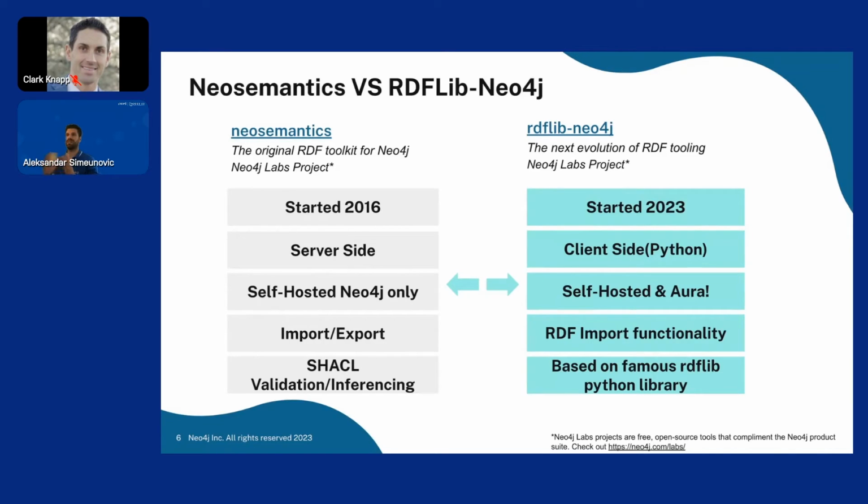So there are a few differences between the two libraries and tools. One important thing also to note here that I didn't put in a slide is that RDFLib Neo4j works only for Neo4j 5 versions, while NeoSemantics works for both 4 and 5 versions.